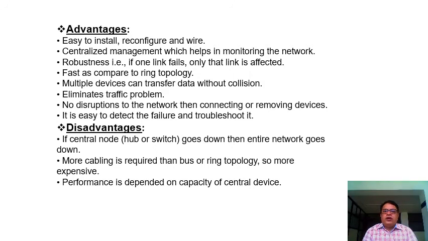But there is one biggest disadvantage: if the switch, the central controller, that switch or hub fails, the entire network will go down. That is the only major disadvantage. Secondly, more cabling is required, and since more cabling is required, it is more expensive than the bus topology and ring topology.